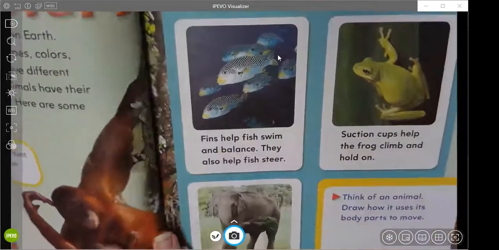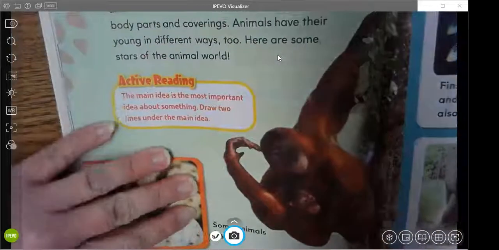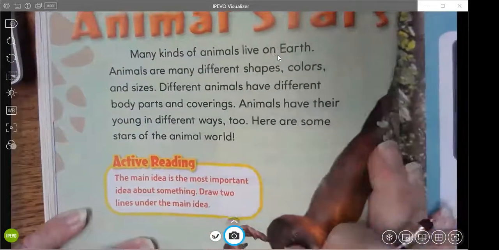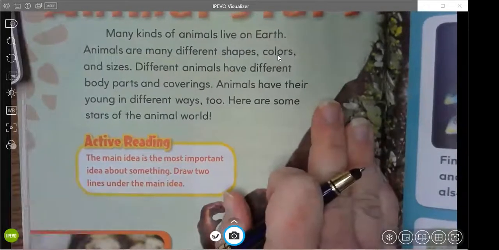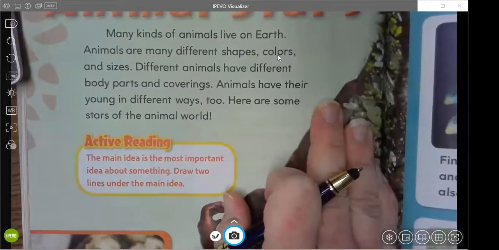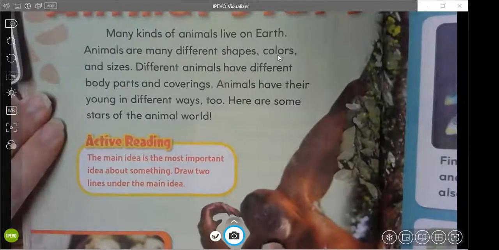Okay. We're going to read this first page and then we're going to stop for the day. Animal stars. Many kinds of animals live on the earth. Animals are many different shapes, colors, and sizes. Different animals have different body parts and coverings. Animals have their young in different ways too. Here are some stars of the animal world.